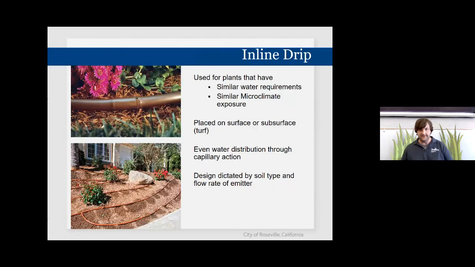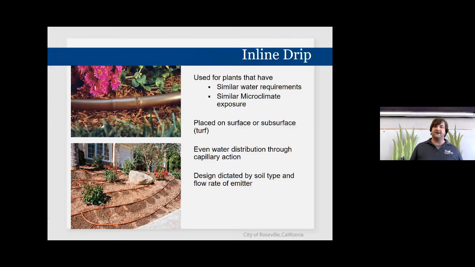Next slide. So this is used for plants that have similar water requirements. You don't want to go putting a high water use plant in with a bunch of low water use plants, because that high water use plant will probably never get enough water. And if you change your schedule to account for that high water use plant, well, now your low water use plants are getting too much water and may even drown on you.